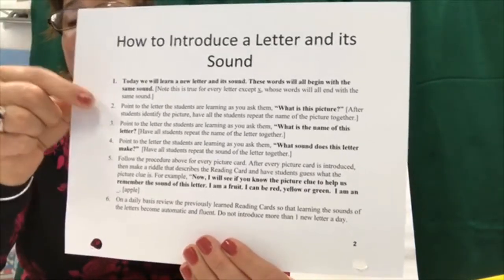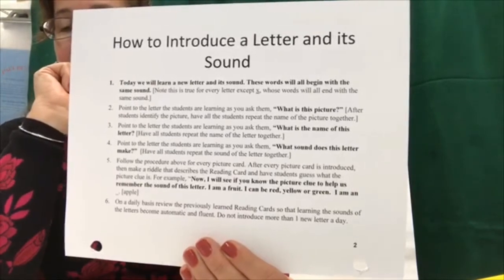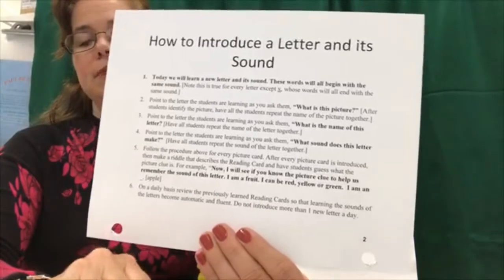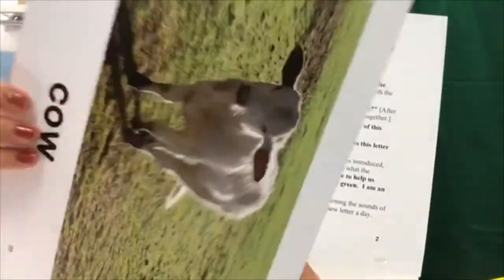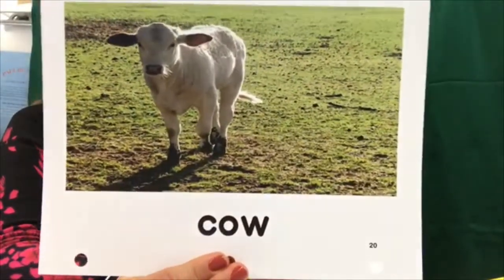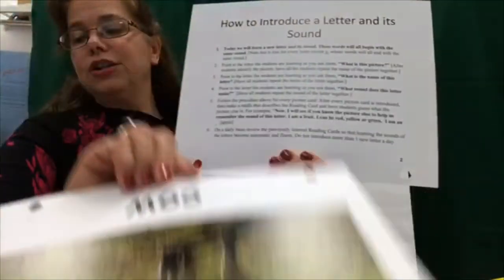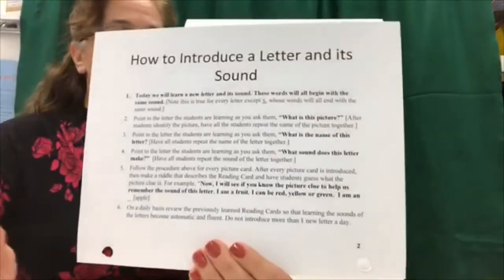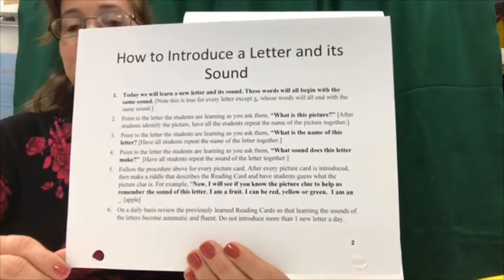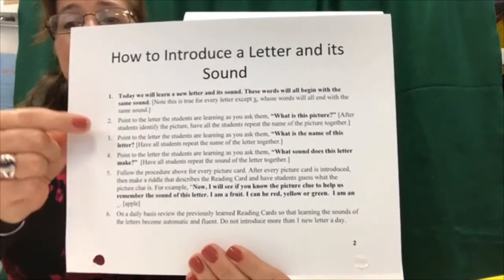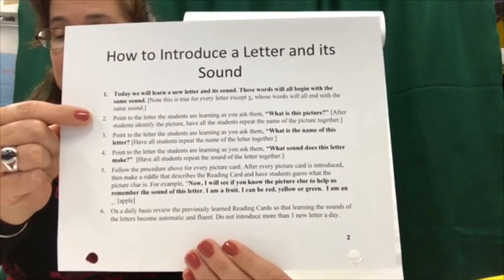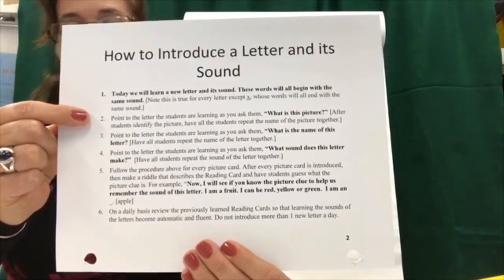2nd step, you're going to use pictures, and below the pictures is the printed word. Let me show you an example of that. Here's an example. The picture and the printed words below it. Okay? You're going to point to the letter the students are learning. For example, they're learning the letter C. And you're going to ask them, what is this picture? I'm reading on number 2 here. What is this picture? And after students identify the picture, have all the students repeat the name of the picture together.